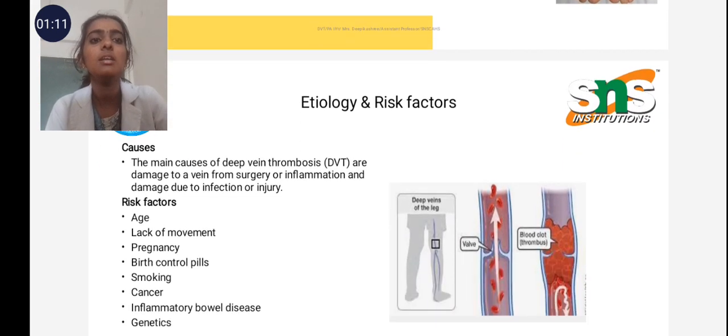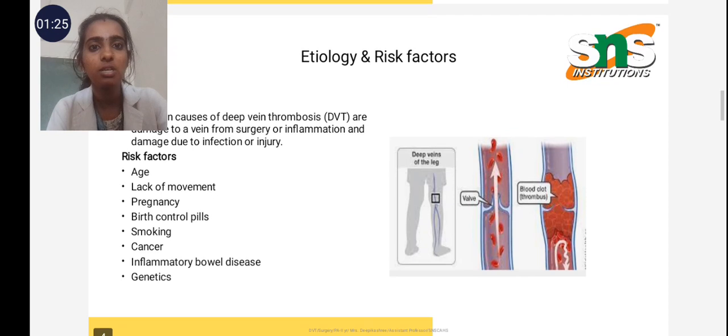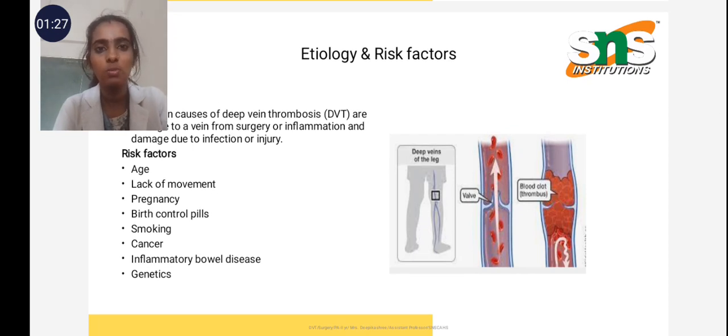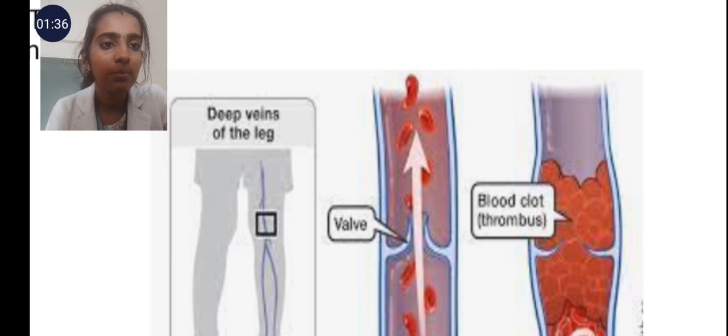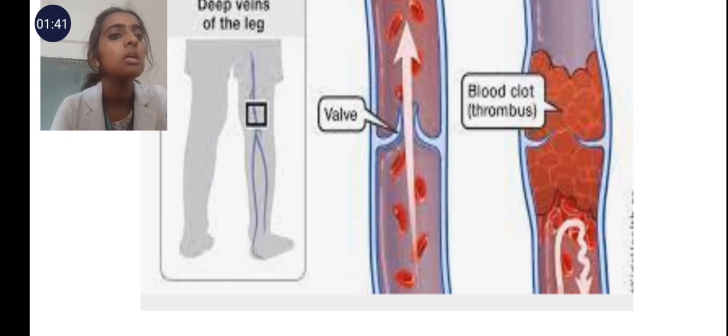The etiological and risk factors, or the main causes of deep vein thrombosis, are damage to the vein from surgery or inflammation, and damage due to infection or any other injuries. The risk factors are age, lack of movement, pregnancy, birth control pills, smoking, cancer, inflammation, bowel disease, and genetics. These are all the risk factors. In this picture we can see the valves in the deep veins, and this is the blood clot. So this is the typical deep vein thrombosis.